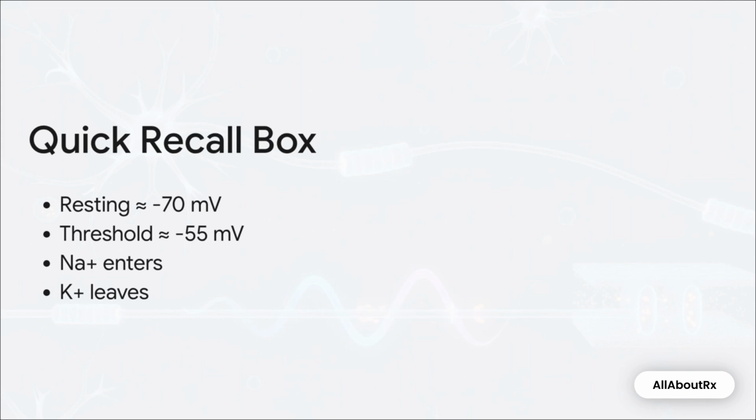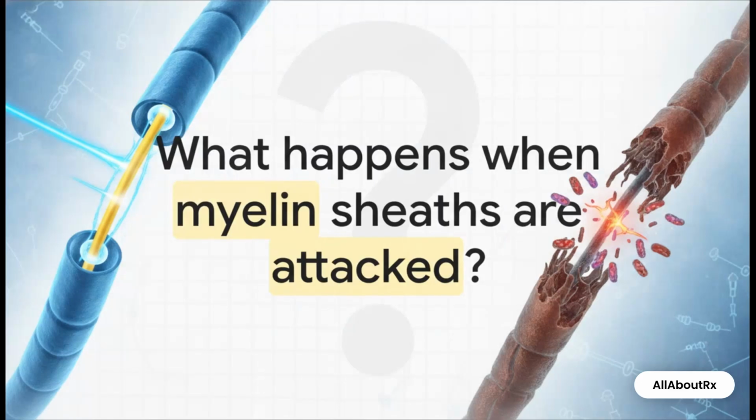We've got our resting potential around -70 millivolts, a threshold of -50 to -55. The rising phase is your sodium influx, the falling phase is your potassium efflux, and saltatory conduction is that incredibly fast node-to-node jumping. I'll leave you with this to think about.